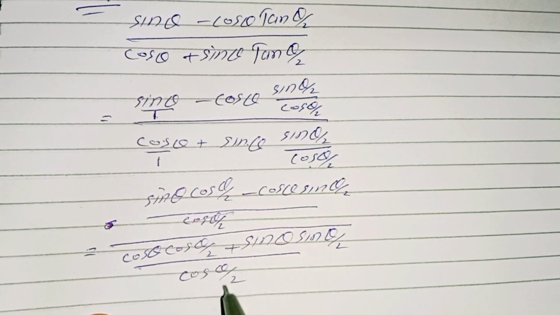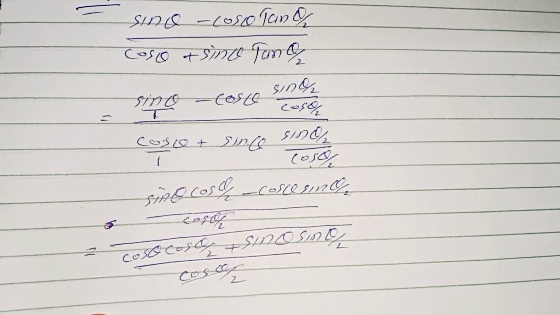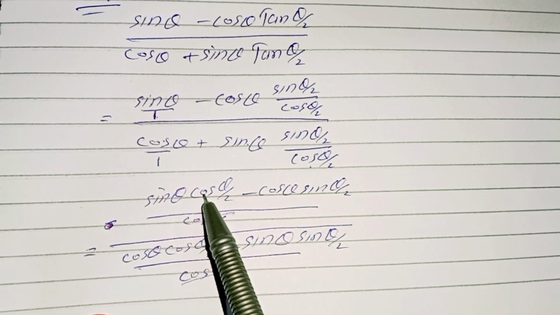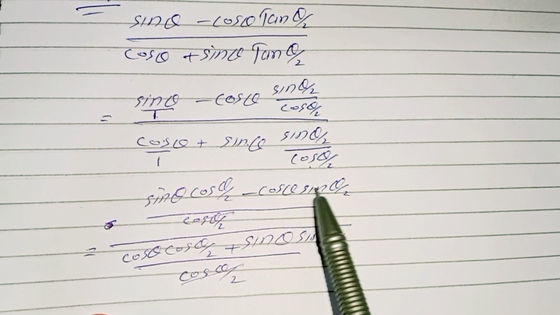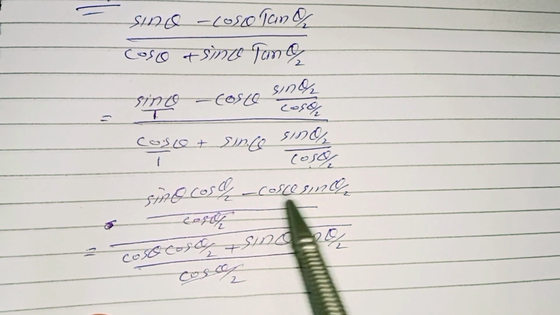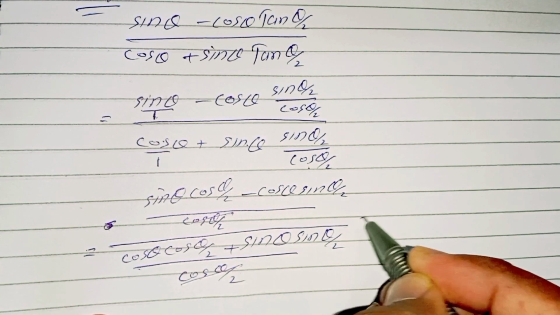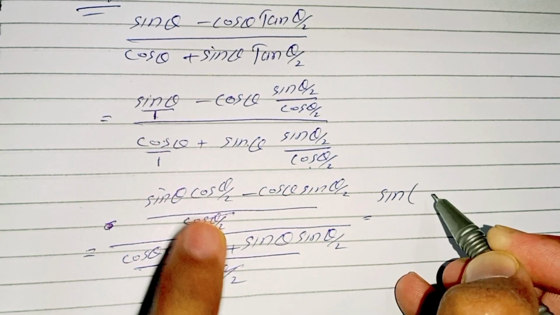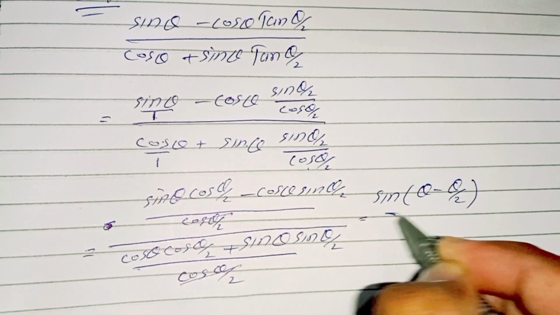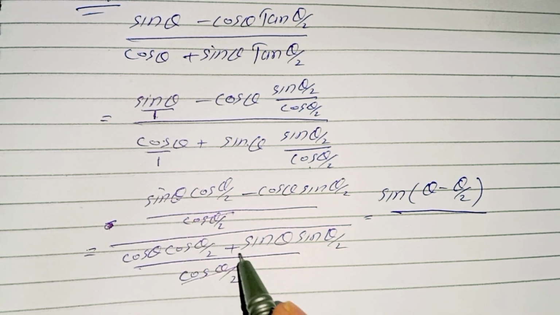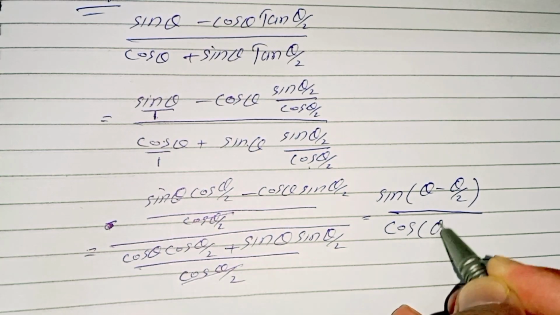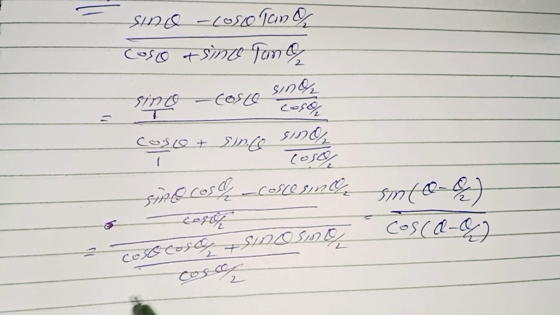Cos theta by 2 in the numerator fraction and denominator fraction are cancelled, and we use the formula sin alpha cos beta minus cos alpha sin beta, which is equal to sine of alpha minus beta, theta minus theta by 2. Cos theta by 2 plus sin theta by 2 becomes cos of theta minus theta by 2.